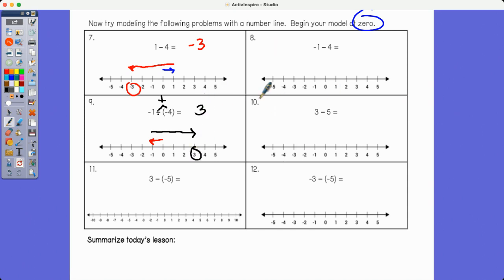Okay, you guys are going to do 8, 10, 11, 12. Summarize today's lesson in 2 to 3 sentences. Make it beautiful. Talk about patterns, talk about models, talk about number lines.